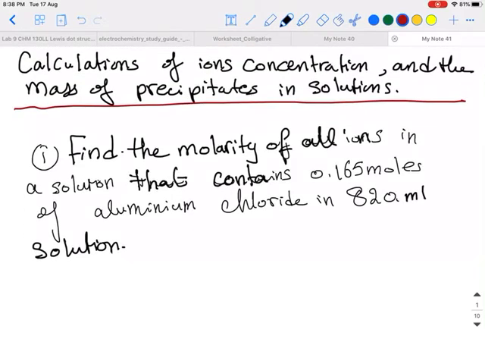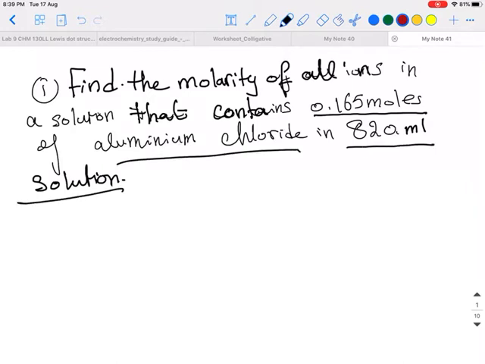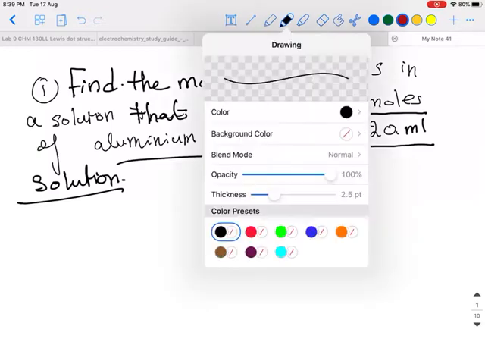Everyone. In this video, we will learn how to calculate concentration of ions and mass of precipitates in solution. We will solve problems regarding these concepts. Number 1, find the molarity of all ions in a solution that contains 0.165 moles of aluminium chloride in 820 milliliters of solution.